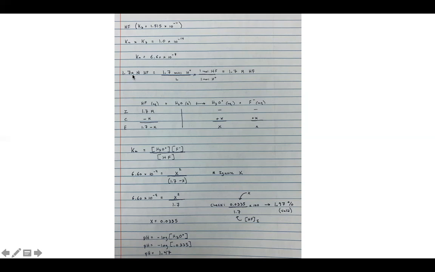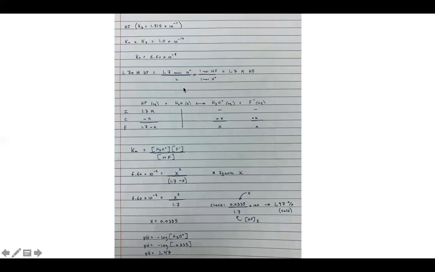If you have a 1.7 normal solution of HF, that really means that you have 1.7 moles of H plus per 1 liter of solution. And then we can use our stoichiometric ratio to know that 1 mole of H plus is equivalent to 1 mole of HF. Therefore, in this circumstance, we actually have a 1.7 molar HF or hydrofluoric acid solution.